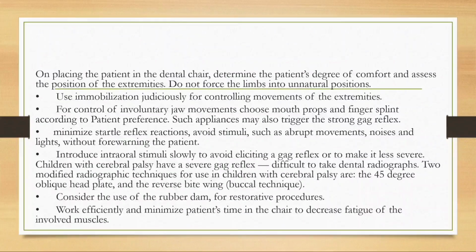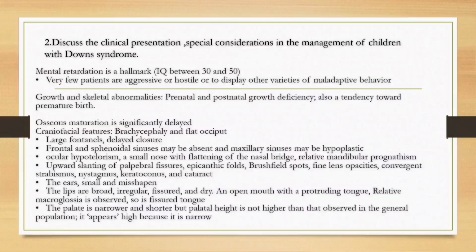So two modified radiographic techniques for use in children with cerebral palsy can be used, that is a 45-degree oblique head plate and the reverse bite wing. And always consider the use of rubber dam for restorative procedures, and work efficiently and minimize the patient's time in the chair to decrease fatigue of the involved muscles.